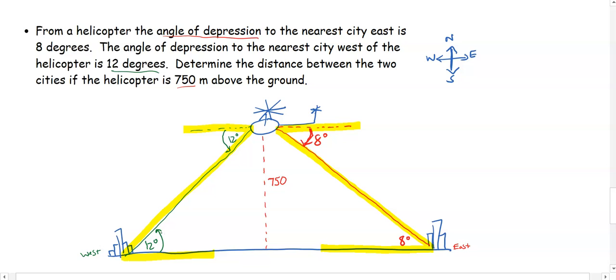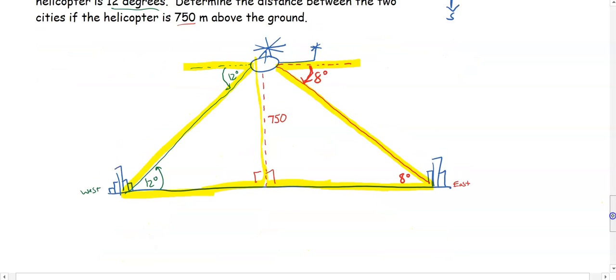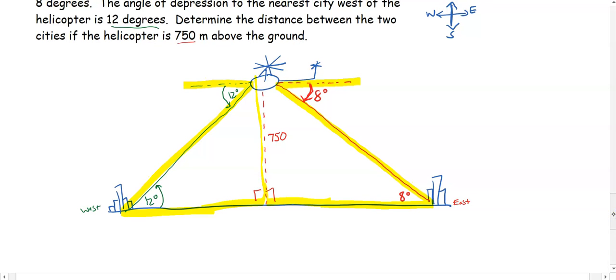So I now have two triangles. I have this left triangle and I have this right triangle over here, the one on the left and the one on the right. And now I can use these two triangles to find the distance between the two cities, right? So I have to treat them separately because the whole triangle altogether is not a right triangle, so I can't use SOHCAHTOA. But I could use it to find the distance between there and there, and I can use SOHCAHTOA to find the distance between there and there, and the total distance is x plus y.